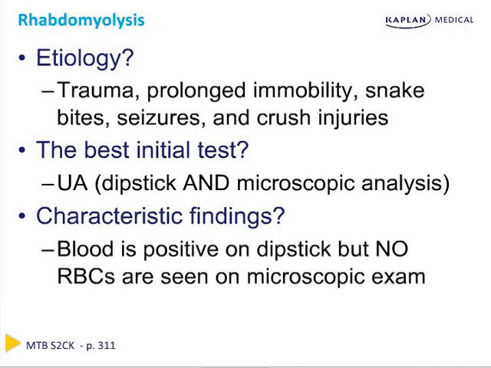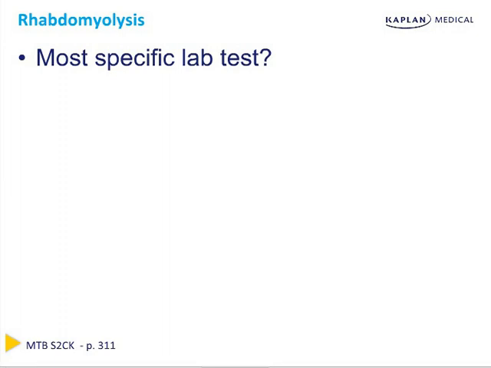That's because the dipstick tests positive anytime there's hemoglobin or myoglobin present, and myoglobin and hemoglobin are present in rhabdomyolysis without red blood cells because the hemoglobin and myoglobin have come from cells that have lysed. So now that we've discussed the best initial test, another question you may receive about rhabdo is the most specific lab test. In that case, the correct answer is urine myoglobin.